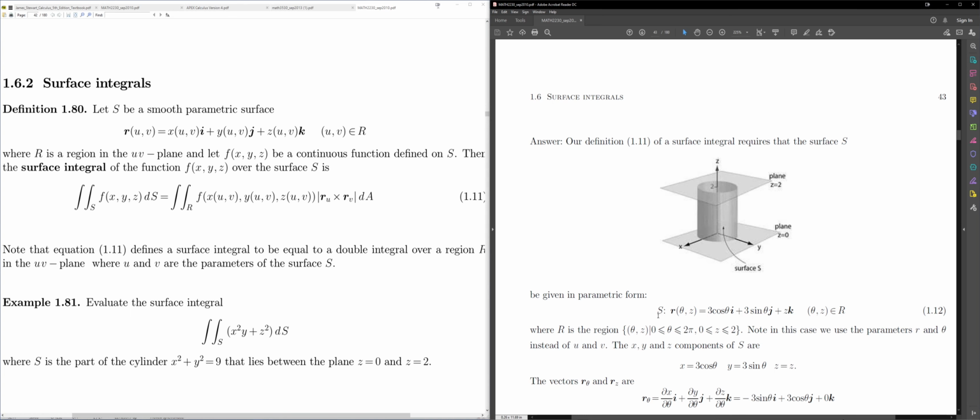So for any cylinder centered around my z-axis, I can write cos theta i, sin theta j. The 3 and the 3 over here give the radius of the cylinder, because I have 9, which is 3 squared, so the radius is 3. And the parameter values, theta going between 0 and 2 pi, means that you're going straight around the cylinder.